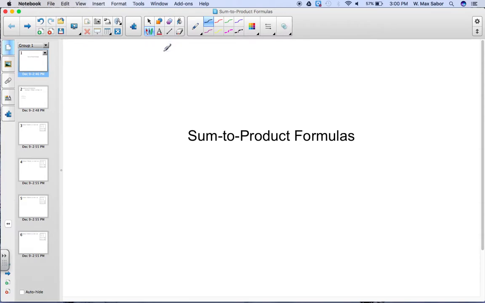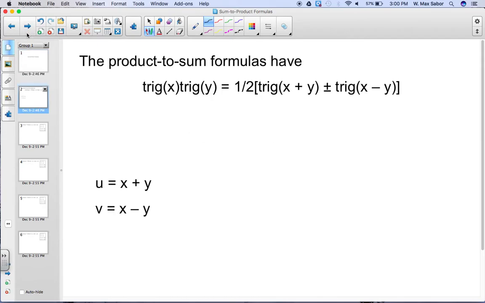How do we do sum to product formulas? This will be the last set of formulas. The product to sum formulas have trig x, trig y, not necessarily the same function, equals 1/2 trig of a sum plus or minus the trig of a difference, or maybe in the opposite order. The key thing is we're going to try to figure out how do we get from these to those.